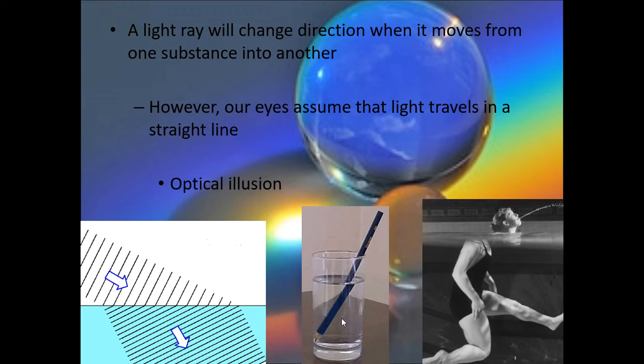The same is true for this one. When light is bent, the pencil appears to be broken. Light changes direction when it travels through a substance with a different density. When light passes through air and then through water, it changes direction because the density of water is different from air. However, our eyes assume that light travels in a straight line. So that's where the optical illusion happens.